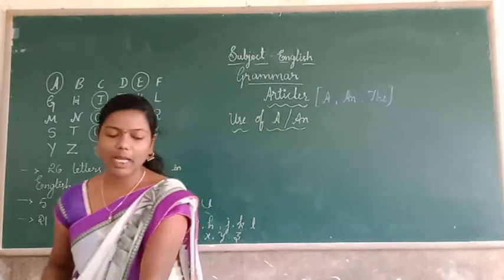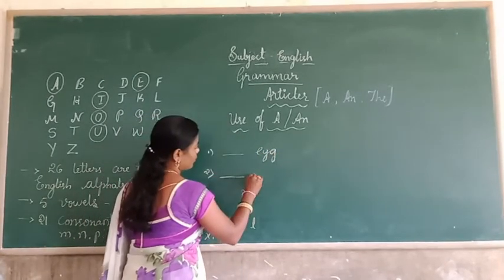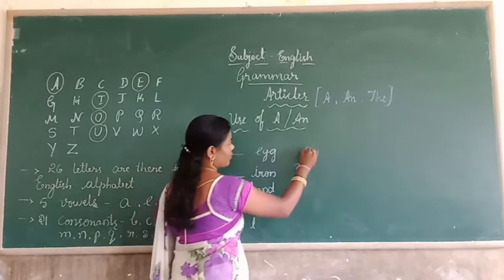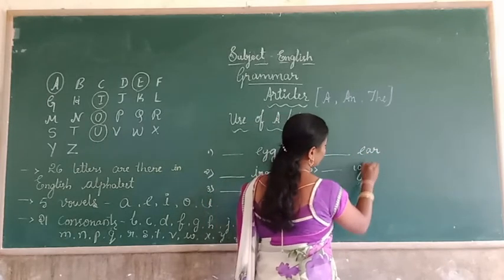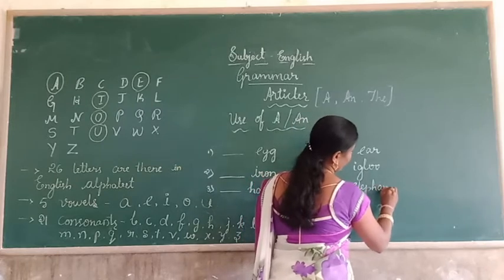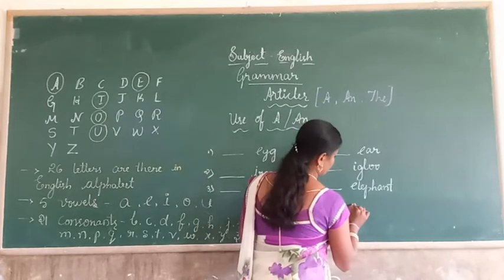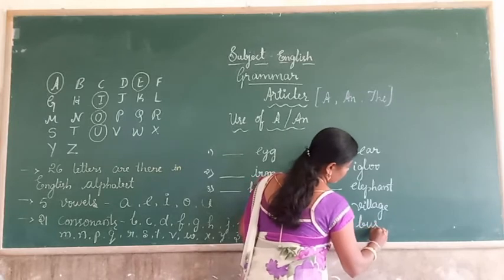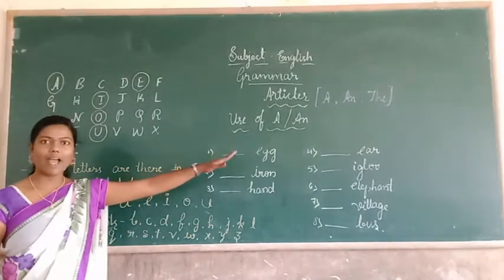I will write some of the words on the blackboard. Ear. Eagle. Elephant. Village. Eighth one, bus. Okay, look at the board, dear students. Here I wrote some of the words on the blackboard. You will see a and an at the beginning of the words.